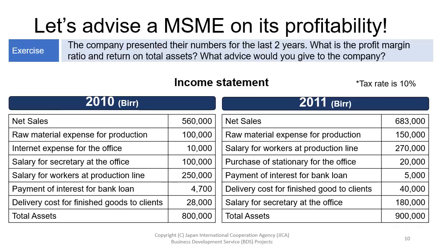Now, let's try an exercise. This MSME presented 2 years' worth of income statement and total assets. What is their profit margin ratio and ROA? Pause this video and first create an income statement. Then calculate the profit margin ratio and ROA. More importantly, what do the profit margin ratios and ROA mean for the MSME? Are the figures adequate? Think about what the numbers mean.